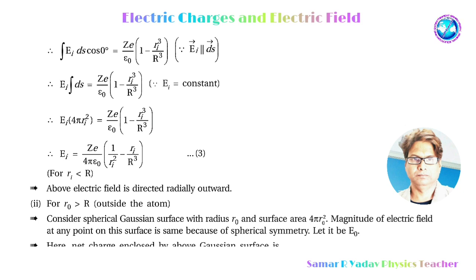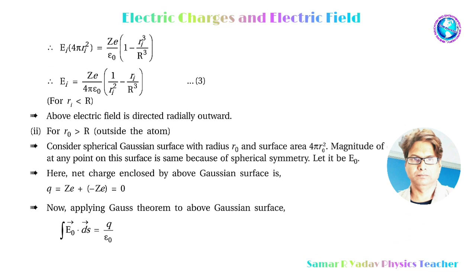Therefore, Ei is equal to capital Ze upon 4 pi epsilon 0 in brackets 1 upon Ri square minus Ri upon capital R cube. Equation number 3. The above electric field is directed radially outward.